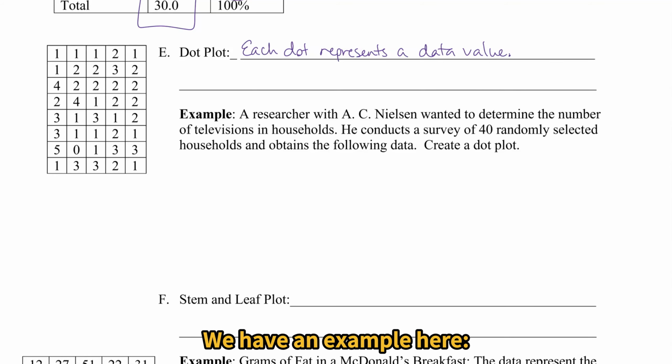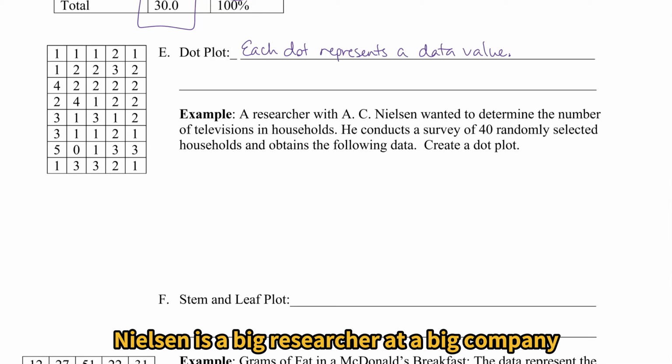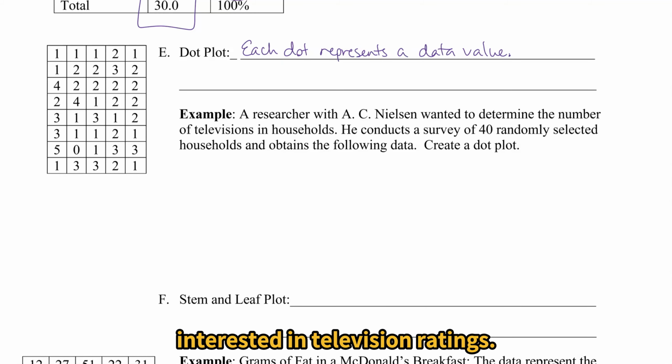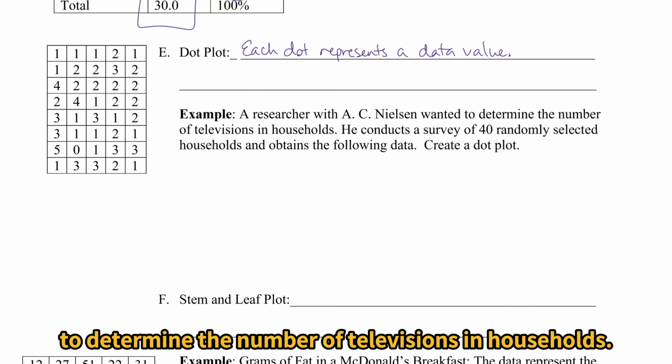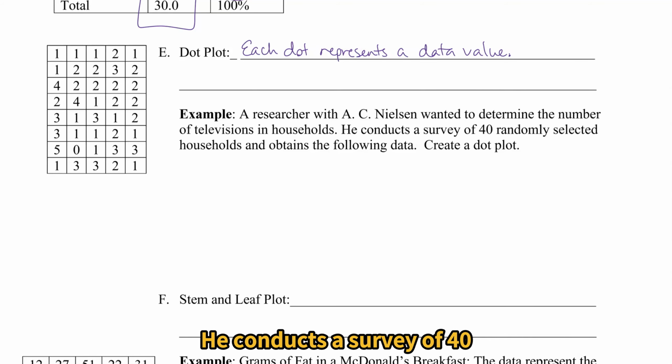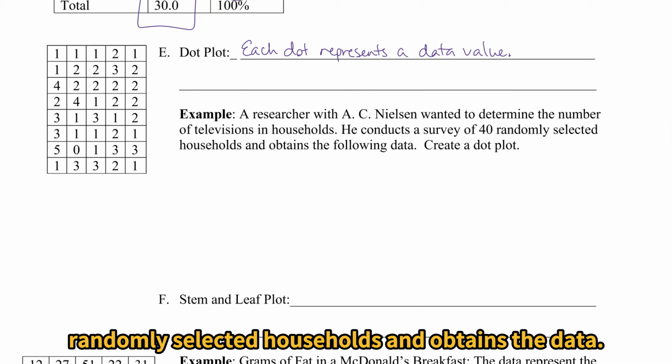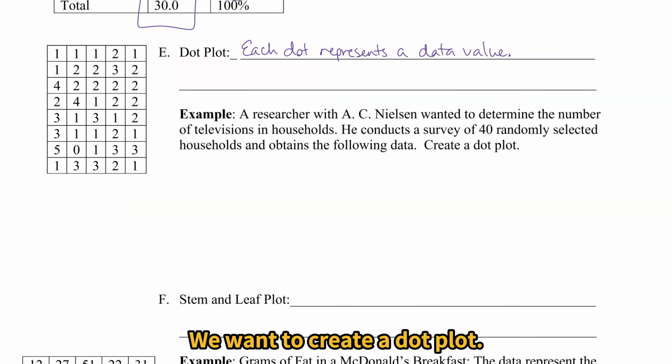We have an example here. A researcher with AC Nielsen. Nielsen is a big company interested in television ratings. The researcher wanted to determine the number of televisions in households. He conducts a survey of 40 randomly selected households and obtains the data. We want to create a dot plot.